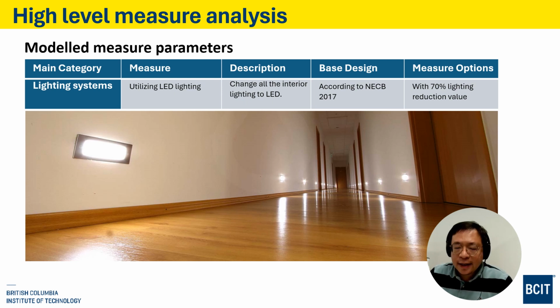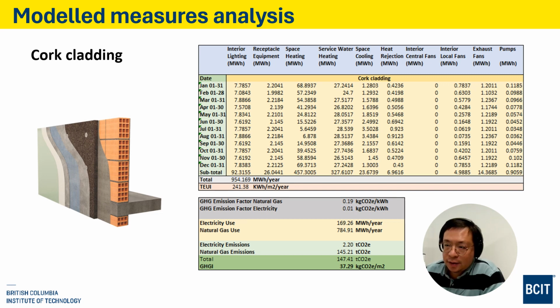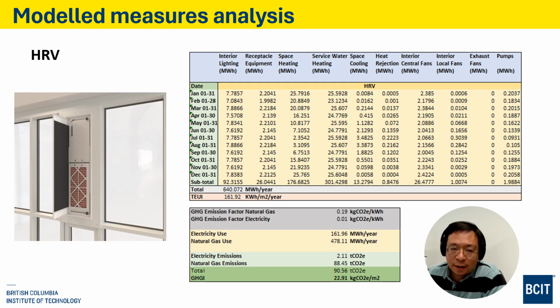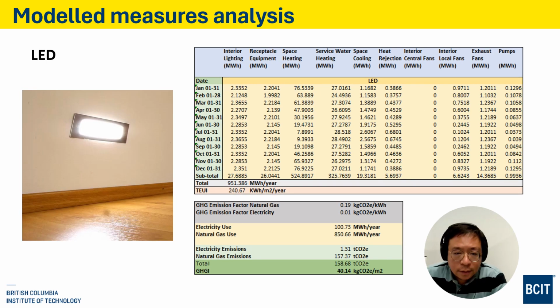And the final one, as the interior lighting also takes a very major consumption, we try to replace it with LED lighting. We put these five measures in the IES modeling. Let's see the result. It is about the quartz cladding, the air sealing as the second measure, the HRV, the heat pump water heating system, and the last measure, LED.